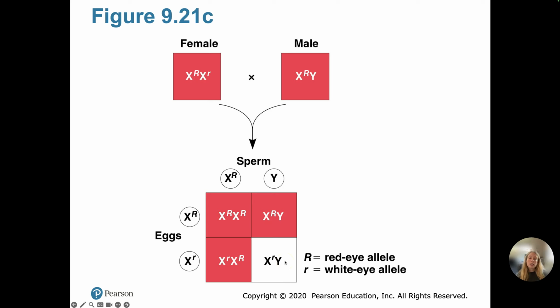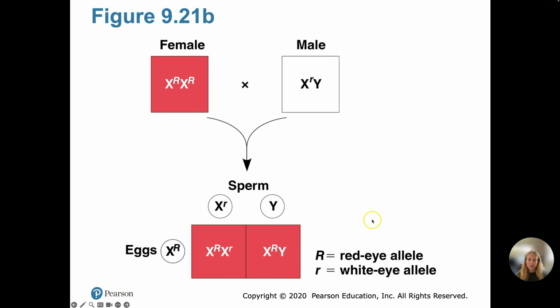So typically we see sex-linked traits that are carried on the X chromosome show up much more frequently in males than females, because females can be carriers, whereas males only have one X chromosome. So if they have the recessive trait, it will be expressed.